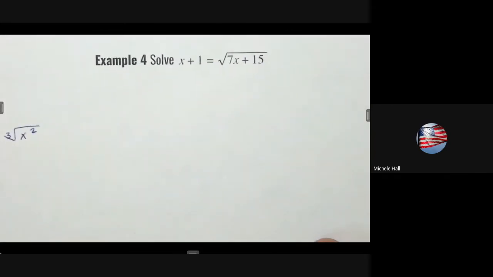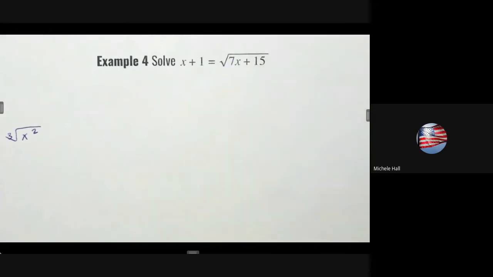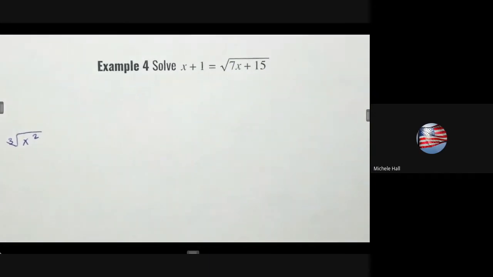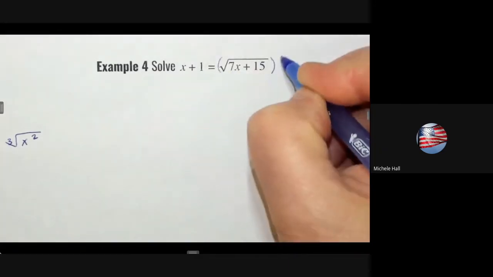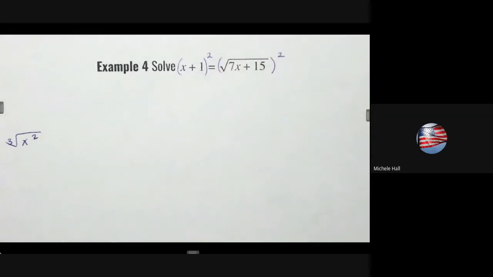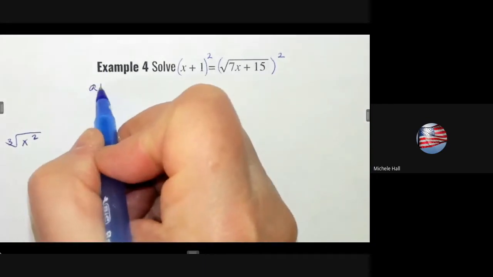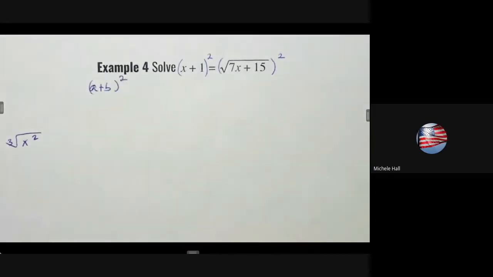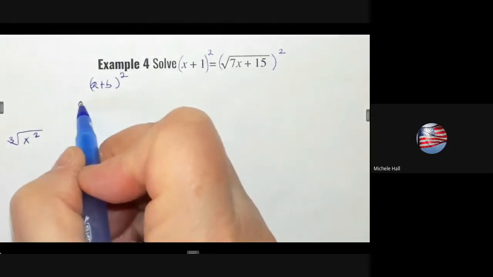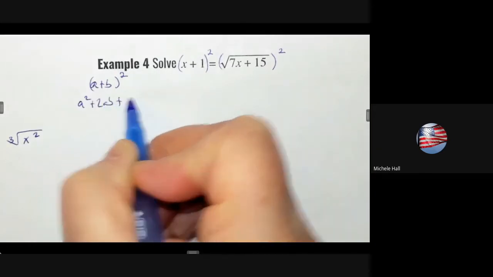Example 4. Now it's getting a little bit more involved. We don't just have one term over here. The radicand is isolated. And so I know step 2, I can raise each side to the same power. I'm going to raise this side to the second power, and I'm going to raise the left side to the second power. Remember that a plus b squared has a middle term. You have your a squared, and then 2 times a times b, and then you have b squared.